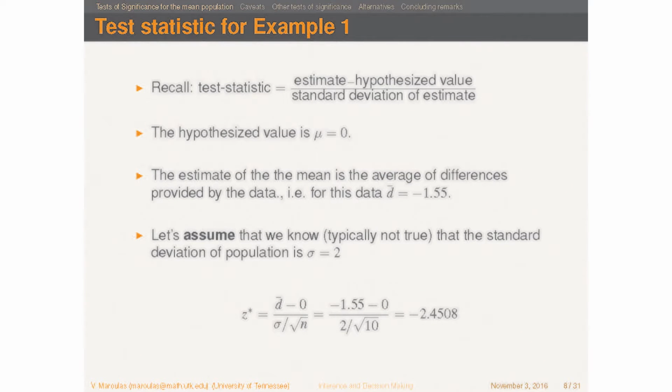Then there is this little denominator here, which is the standard deviation of the estimate. For now, I'm going to assume, which is typically not true, that the standard deviation of the population is equal to 2. Why 2? I just chose this number for the sake of this talk. I will change this assumption in my later slides.